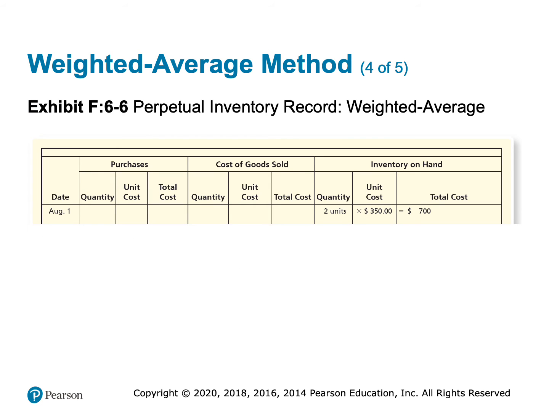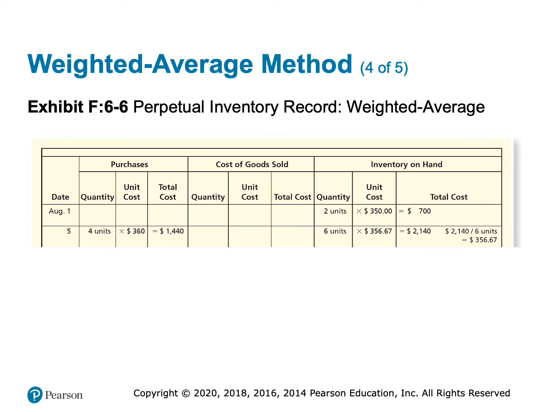So here we started out with our 2 units at $350 for a total cost of $700. Everything looks good so far. Now we've bought 4 units at $360. So we have a total of $1440. Notice now though, our inventory on hand is different. So here I have a total of 6 units, the 2 old ones plus the 4 new ones. And my total cost is $2140. That's the $700 from the 2 old units plus the $1440 from the new units.